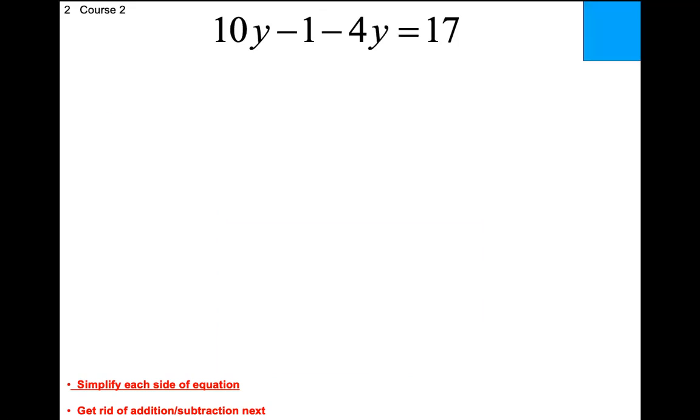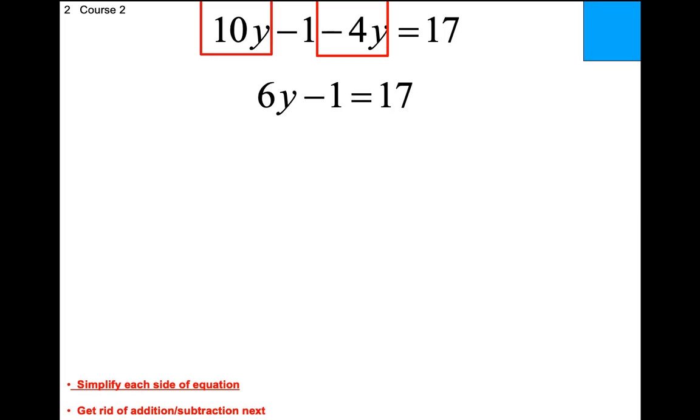Let's do one. All right, here we go. Box 2. Anything to group on the right side? Just be ready. Eventually there will be. Anything to group on the left side? So I got a 10y and I got a minus 4y. What's 10y minus 4y? Okay, that's not too bad. And now it turns into a two-step.